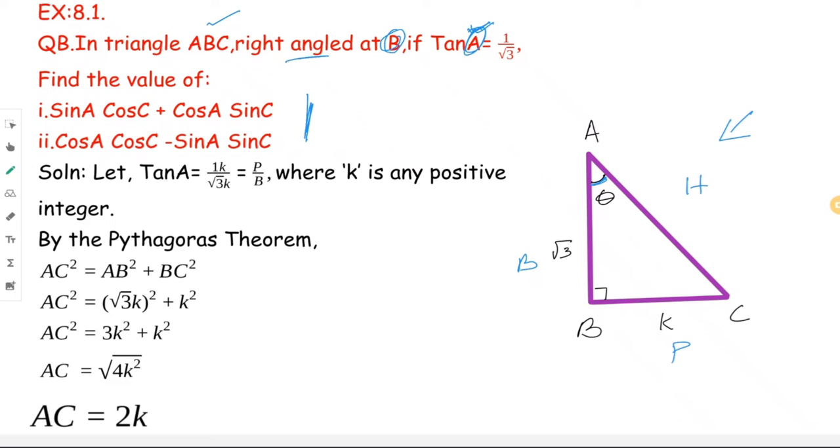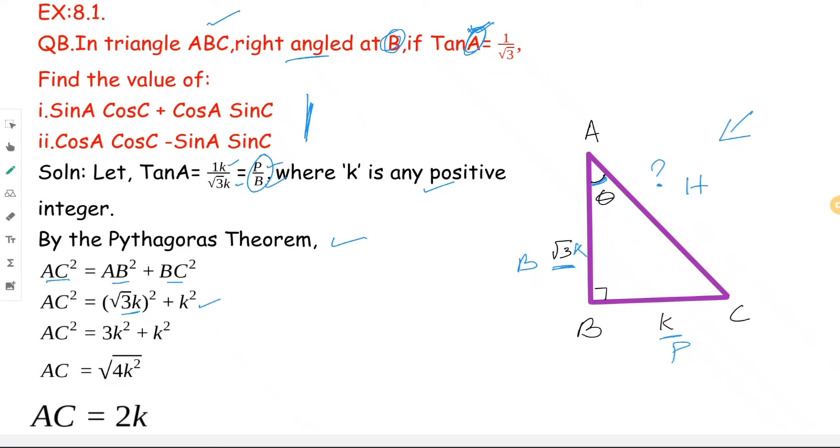So solution, let tan A equal 1 by root 3. I'm going to put k by k again, because they're in ratio. What are the two sides corresponding to tan? Perpendicular by base, so we get any positive integer. Once again, we'll use the Pythagoras theorem and find the third side before we start solving. By the Pythagoras theorem, the square of the longest side is equal to the sum of the squares of the other two sides. AB is how much? Root 3 k, so root 3k, the whole square. BC is how much? k, so k square.